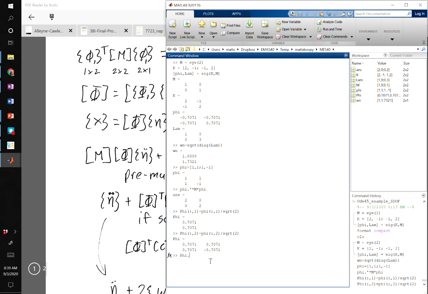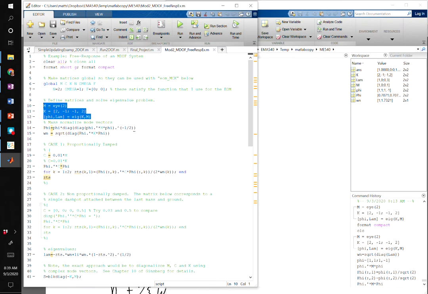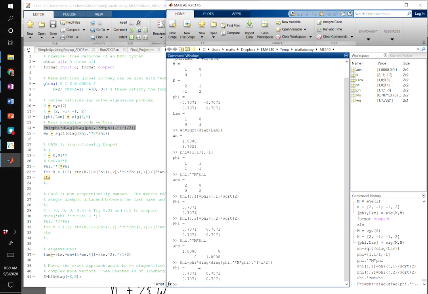So if we take phi transpose phi, now we have an identity matrix. So this is mass normalizing. And we can actually do that all in one line of code right here. This line of code actually does that little mode by mode solution all in one line, and it will give us the mass normalized modes that we want.